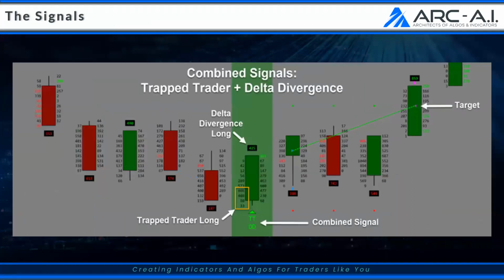So we'll go over that. Well, what if you combine trap trader and delta divergence, which we have on this bar? Well, then you can get an even more powerful signal.